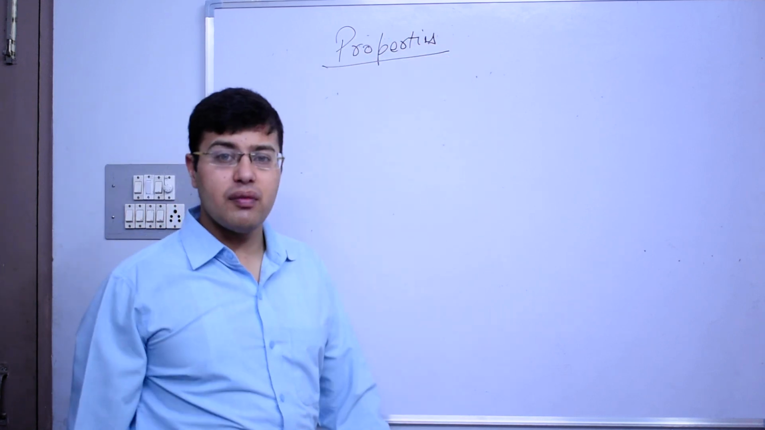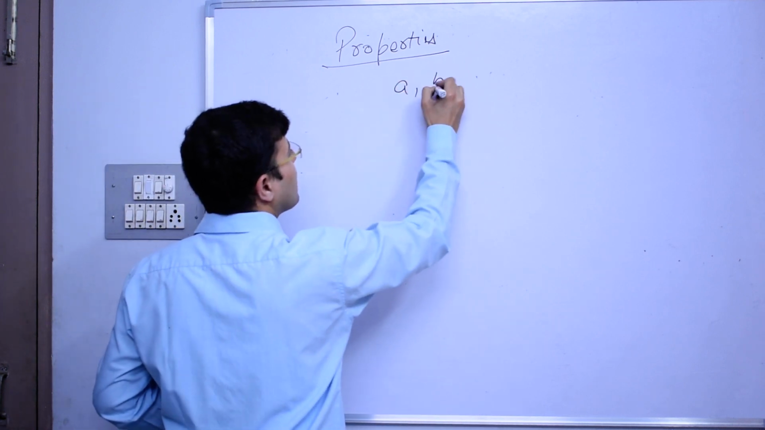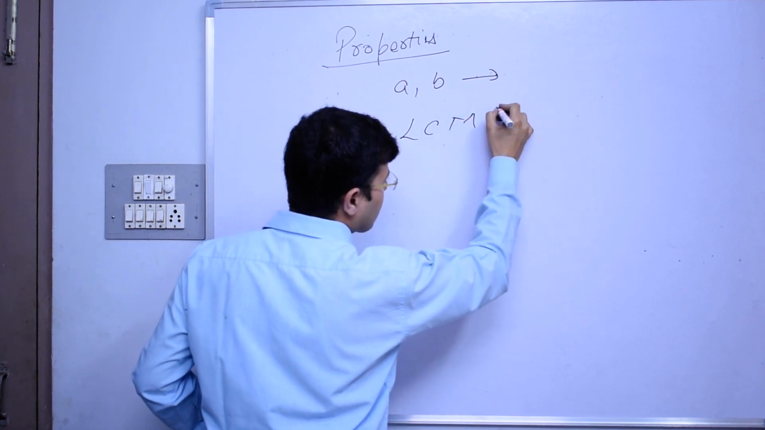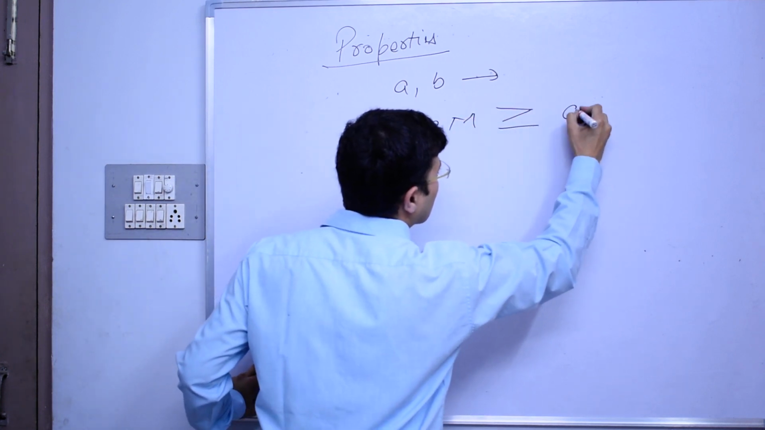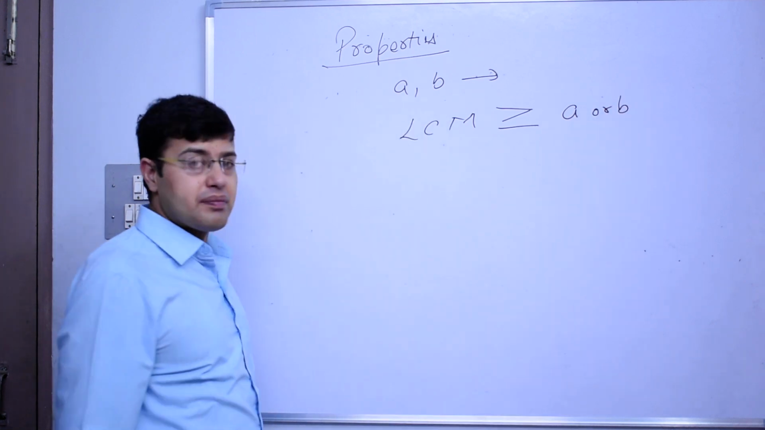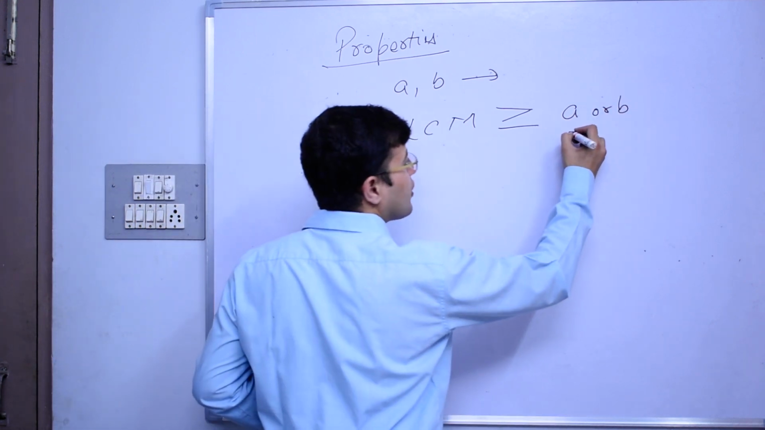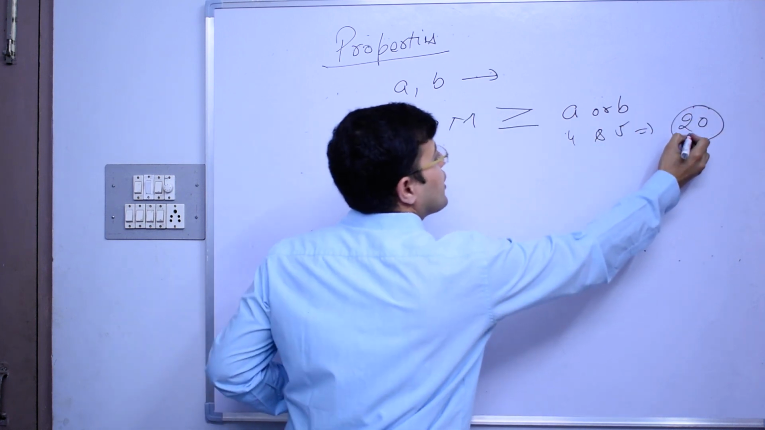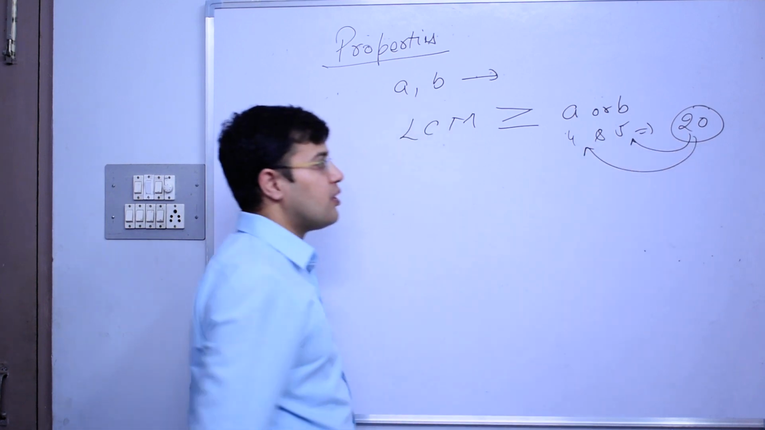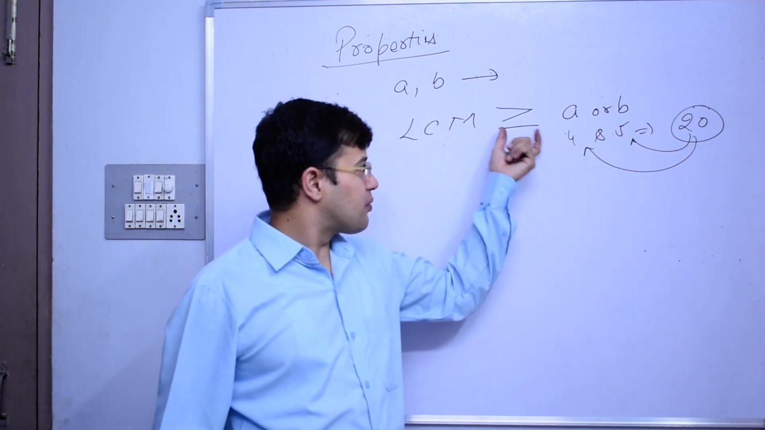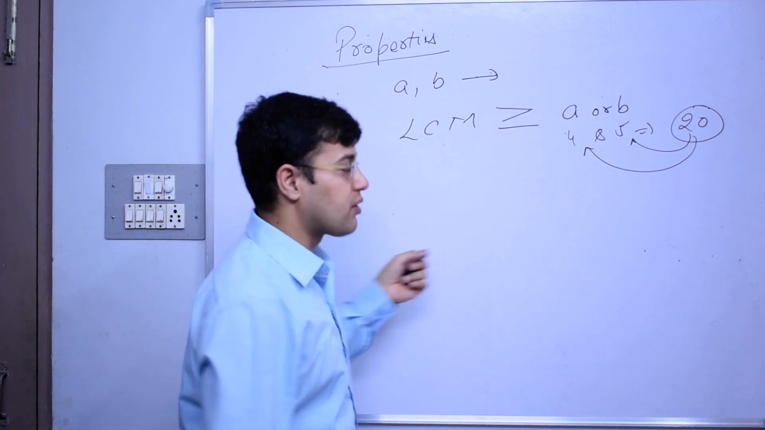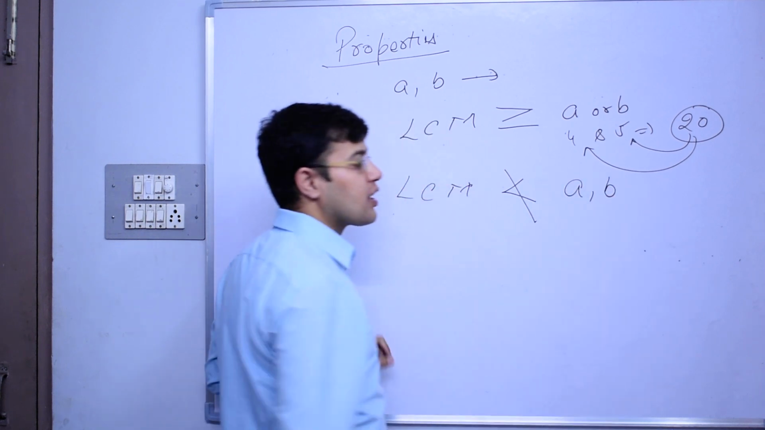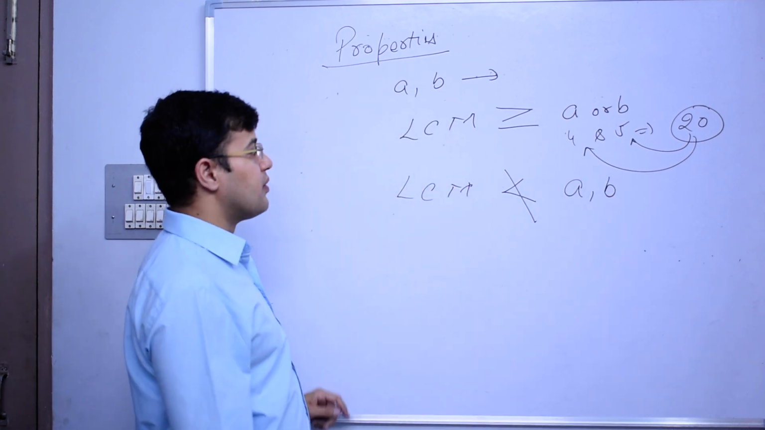Now, properties of LCM, what does it mean? If A and B are two given numbers, the LCM is always greater than or equal to A or B. For example, if we have taken the numbers as 4 and 5, the LCM will be 20, which is greater than 5 and greater than 4. So whatever the number is, the LCM is supposed to be either equal or greater than this. LCM in any way can never be less than the given numbers, that is A and B, right?